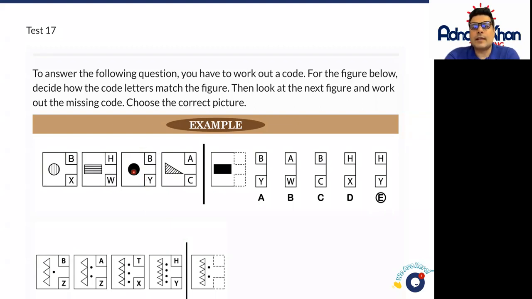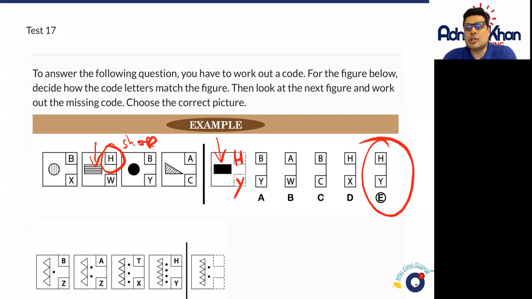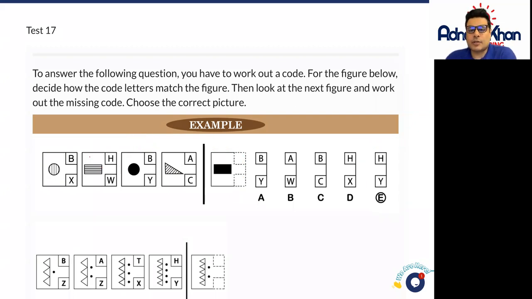So B stands for a circle. That means the color black must stand for Y. So in this case, we'll just put Y there because Y stands for the color black. Now we've got a rectangle here. So looking at the rectangle, is that going to be H or is it going to be W? Well, we know the bottom letters represent the colors or the shadings, but the top letter represents the shape. So in this case, the top is going to be H. So our answer is going to be H and Y for this particular question.